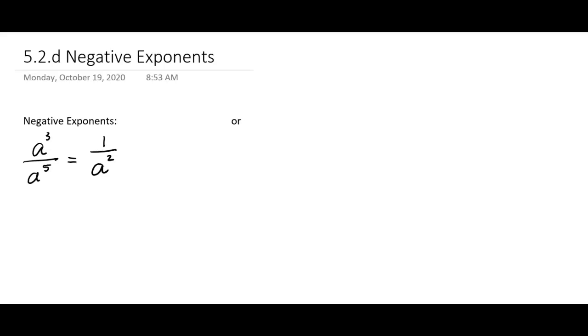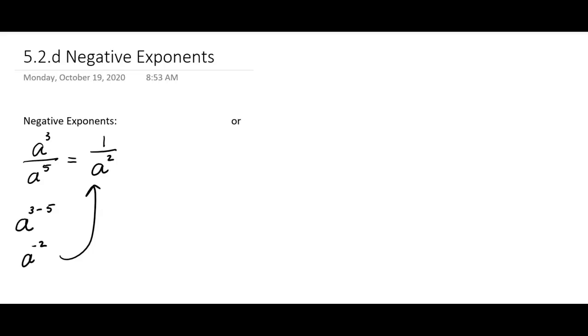But now let's go back to that rule that says, well, when we divide, we subtract exponents. So we're going to be a rebel and say, I'm going to follow that first rule and take the exponent in the numerator and subtract the exponent in the denominator. Well, what's 3 minus 5? Negative 2. And so a to the negative 2 has to equal 1 over a squared.